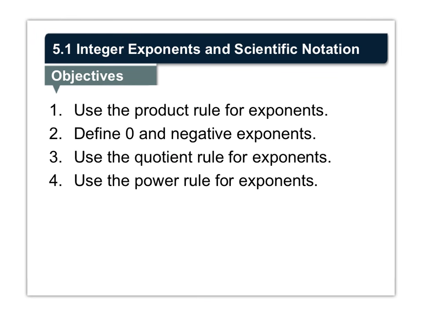In Section 5.1, Integer Exponents and Scientific Notation, we're going to use the product rule for exponents, define zero and negative exponents, use the quotient rule for exponents, and use the power rule for exponents.